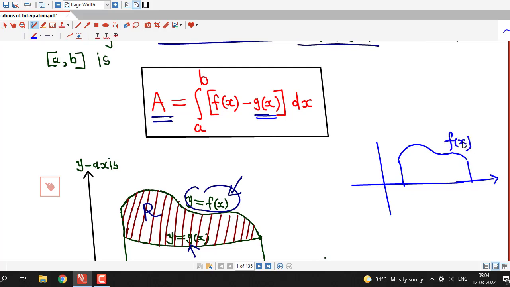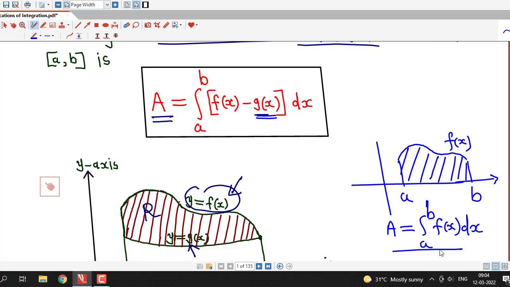This is y equal to f(x) and we consider g(x) equal to 0, and we know that area of the region below y equal to f(x) from x equal to a to b is given by integral a to b f(x) dx. This we study in 12th standard, and we are generalizing this to the area between two curves. So this is simply the generalization of this formula. If we take lower function as 0, we will obtain this area formula.